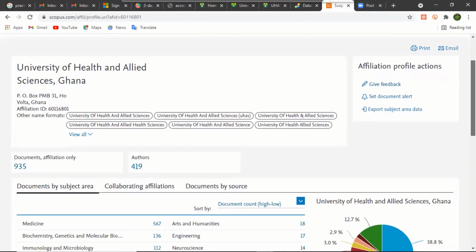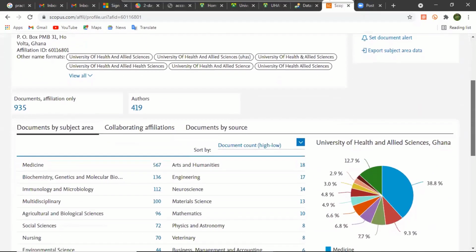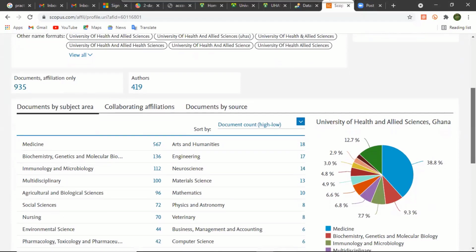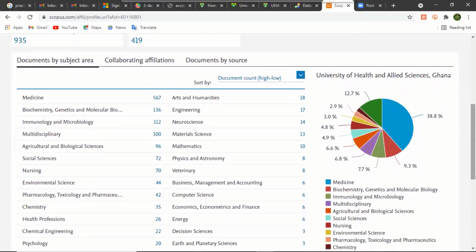All right, but right from there, it tells us a brief overview: documents for this affiliation, UHAS, that are indexed in Scopus are 935. And contributing to those 935 documents are 419 authors. All right, 419 authors. And if you scroll down a little, you can see that all these indications are given by documents by subject area. That's why you can see the thick underline under this one. We can go further to look at collaborating affiliations and also document by source, but let's start with this one.